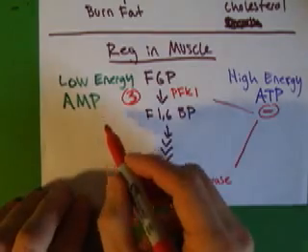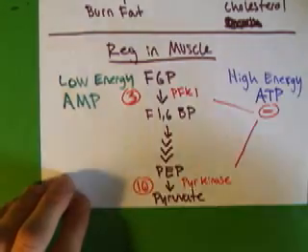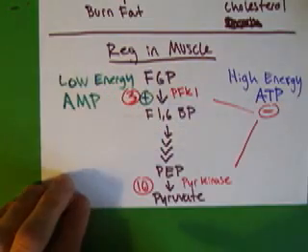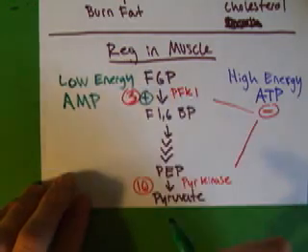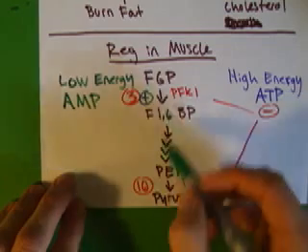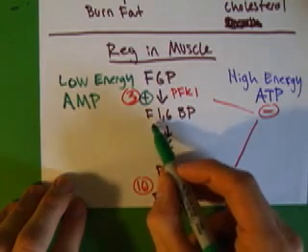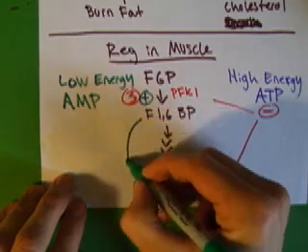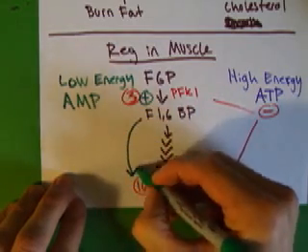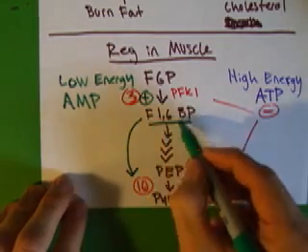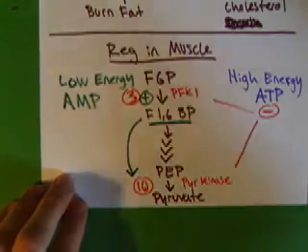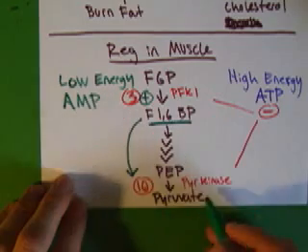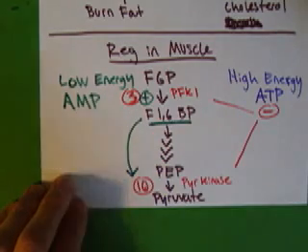If you have AMP, that's going to stimulate this enzyme, PFK1, in reaction 3. Now that reaction is going to take place, and then you have fructose 1,6-bisphosphate, and that actually causes a feed-forward stimulation. The presence of this metabolite, for some reason, I can't explain it, it just does, stimulates reaction 10, pyruvate kinase.